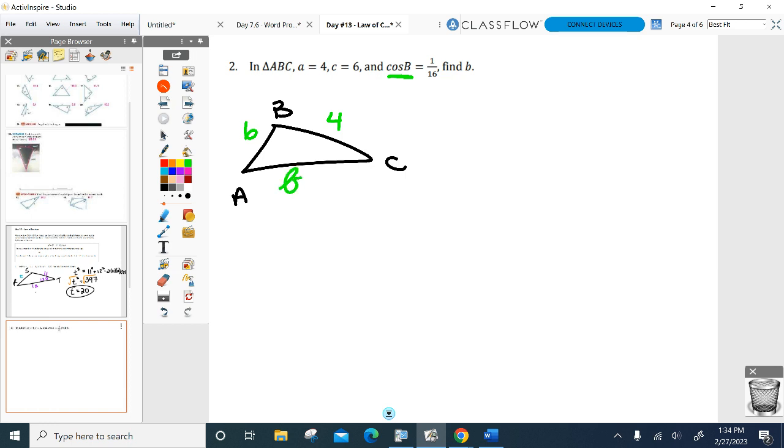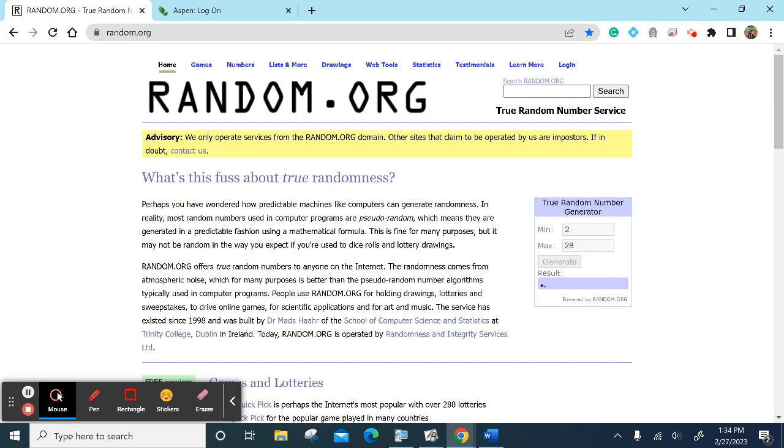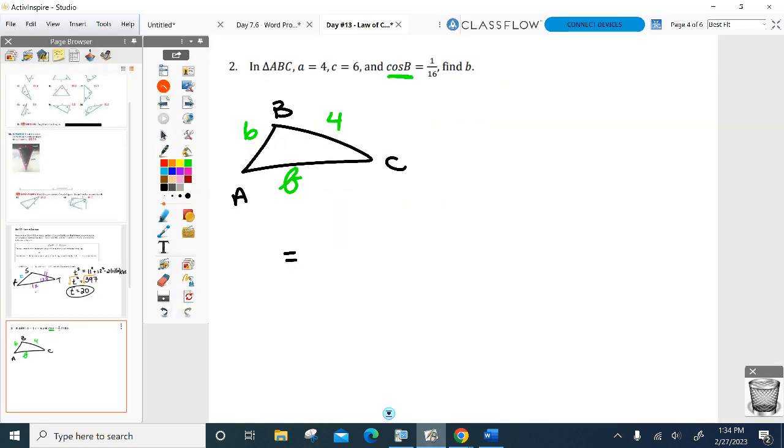All right. Your first decision is what goes to the left. Is it going to be 6, 4, or B? What angle do you have information about? B. Look across from B. What do you have? There you go. I'm going to start this off with B squared. We could actually plug in a number here. B squared equals other two sides squared. 6 squared plus 4 squared.